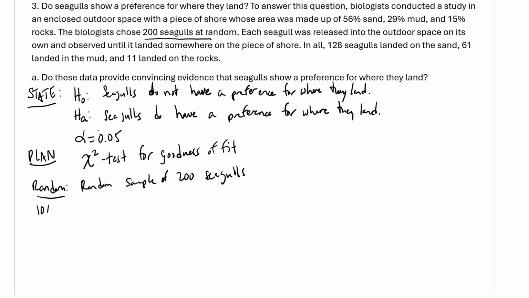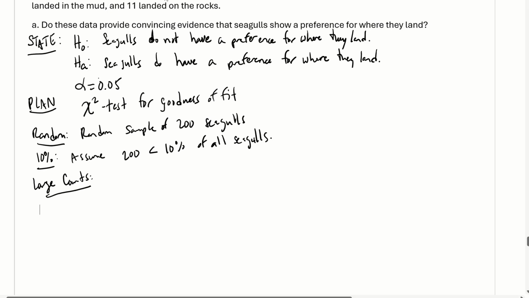All right, and then the 10% condition, we're going to assume 200 is less than 10% of all seagulls, right? That's a pretty reasonable assumption. And then the large counts condition. So now we need to do the expected values, right? So let's go ahead and do that.